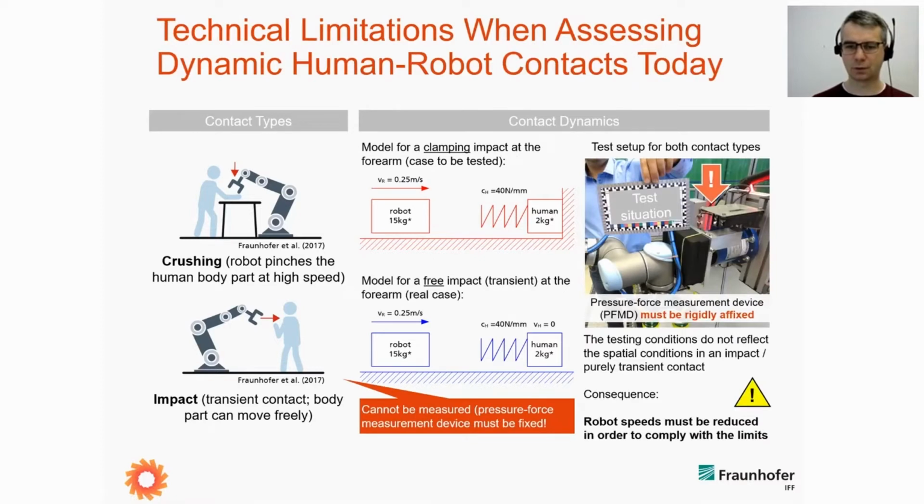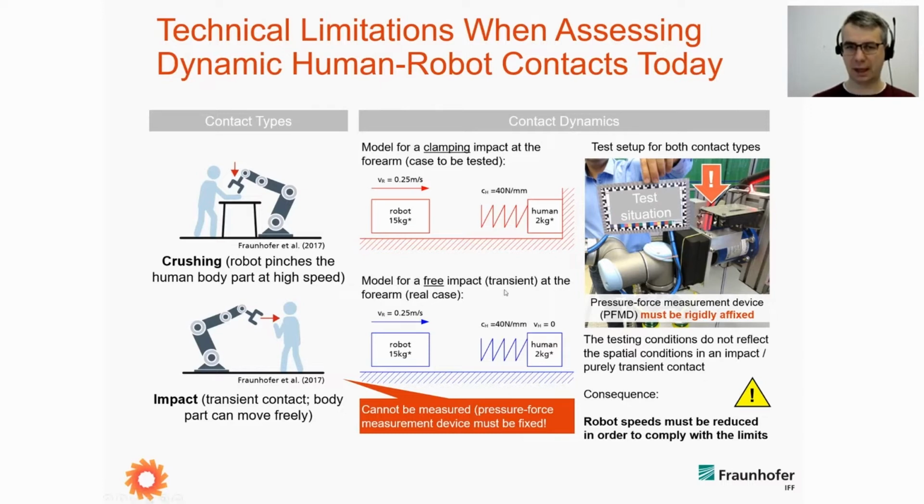Now we come to an essential limitation. When we are doing this measurement, we can only measure the case of crushing. Even if you want to assess the transient case, we cannot do this today, because this measurement device, which we can see here on the photograph, must be affixed to a rigid structure in order to ensure a certain repeatability and a certain accuracy. You cannot hold it by hand, because this will change the stiffness configuration. It is very difficult to receive repeatable results.